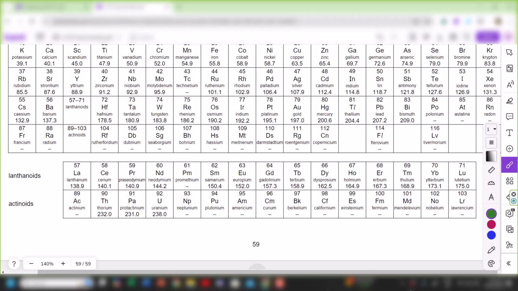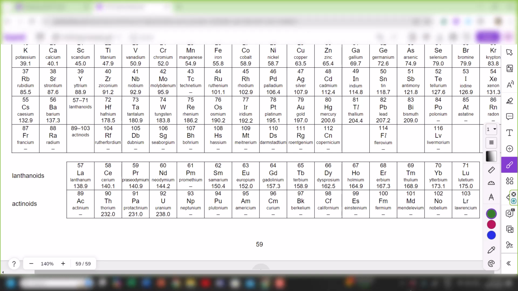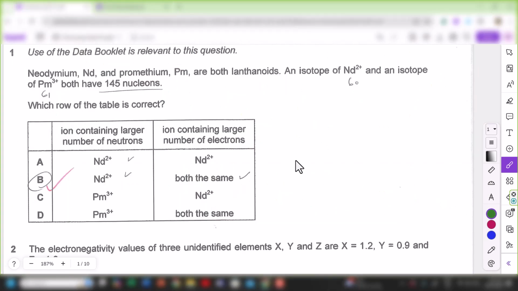Neodymium is Nd, element 60, so it's over here. And then promethium, 61. That means they have 60 and 61 protons respectively. I might just put it here, 60 and 61, to remind myself that that's the number of protons they have. So we have an isotope of neodymium 2+, and another isotope of promethium 3+. Both have 145 nucleons. So which row of the table is correct?